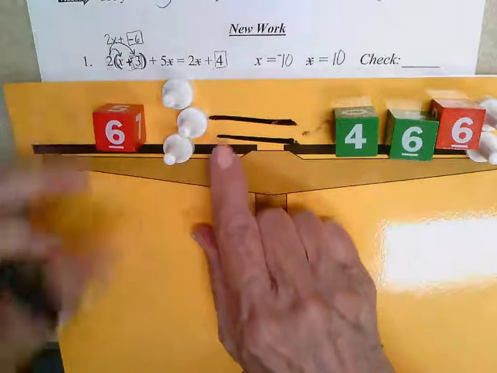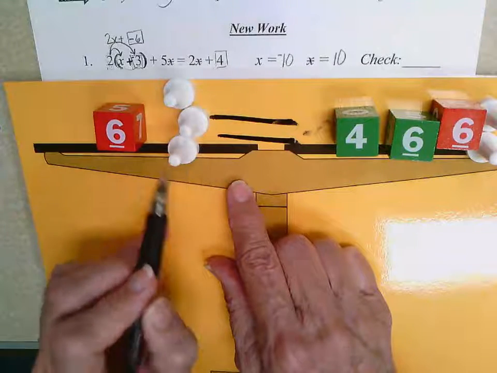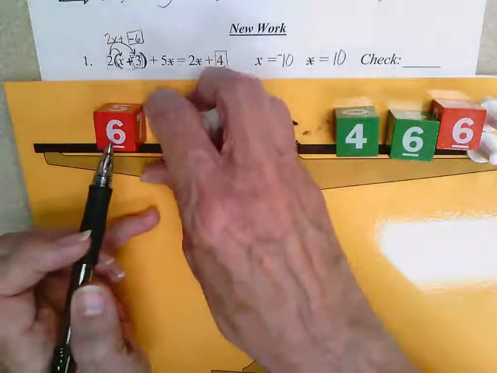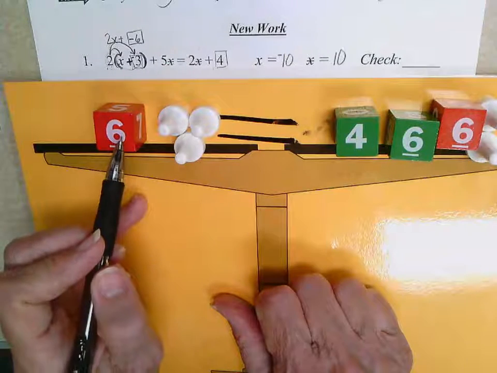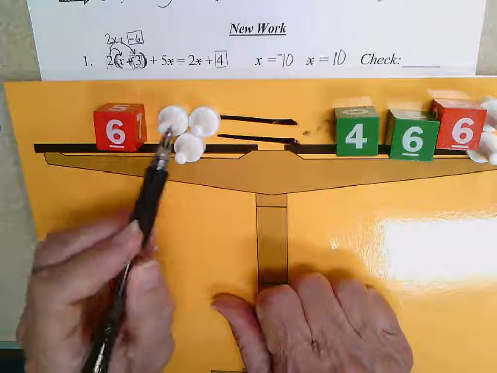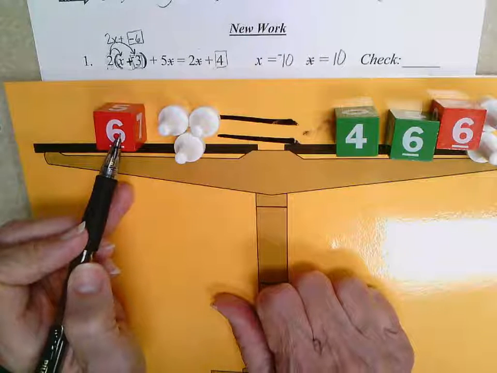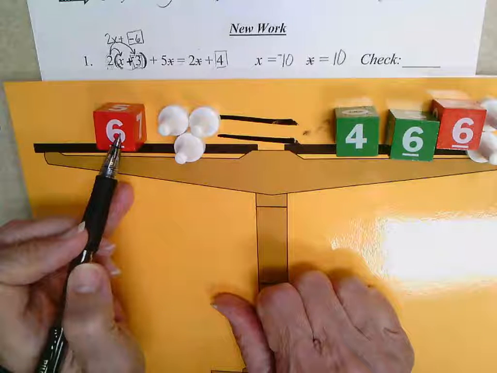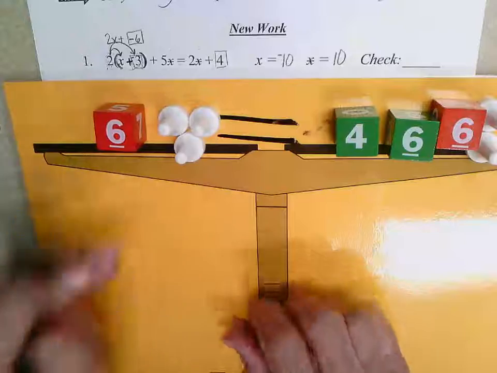This is a +10, this is a +10, and this is a +10. So these pawns altogether are 30, 3 times 10. Now this is a -6. So I have 30 plus a -6, and that is going to give me 24. So my value on this side is 24.